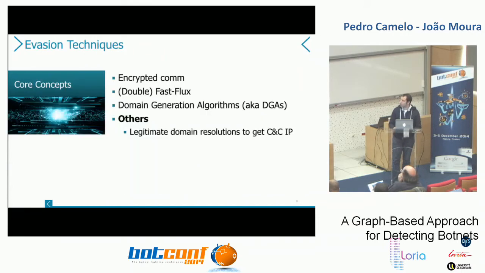I'll talk now about the evasion techniques, some of which I consider for the detection, and some others are just not possible by the means I use. The often encrypted communications make it difficult to use payload data, but we can still use metadata like payload size and other meta info from the payload. We also watch fast flux and double fast flux, DGAs, and other means that are just creative and make it a lot more difficult to have an effective detection.